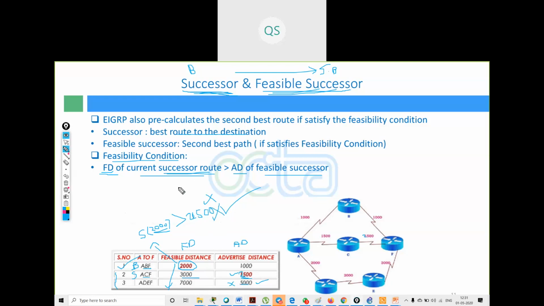So in this scenario, EIGRP will only elect the successor. It will not elect the feasible successor. It will not have the second best route. There's only the best route in the routing table. Okay, all right. Understood?